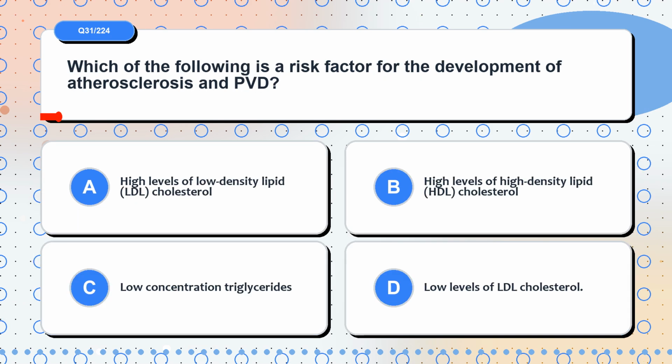Question 31. Which of the following is a risk factor for the development of atherosclerosis and PVD? Here are the options. Option A. High levels of low-density lipid LDL cholesterol. Option B. High levels of high-density lipid HDL cholesterol. Option C. Low concentration triglycerides. Option D. Low levels of LDL cholesterol.